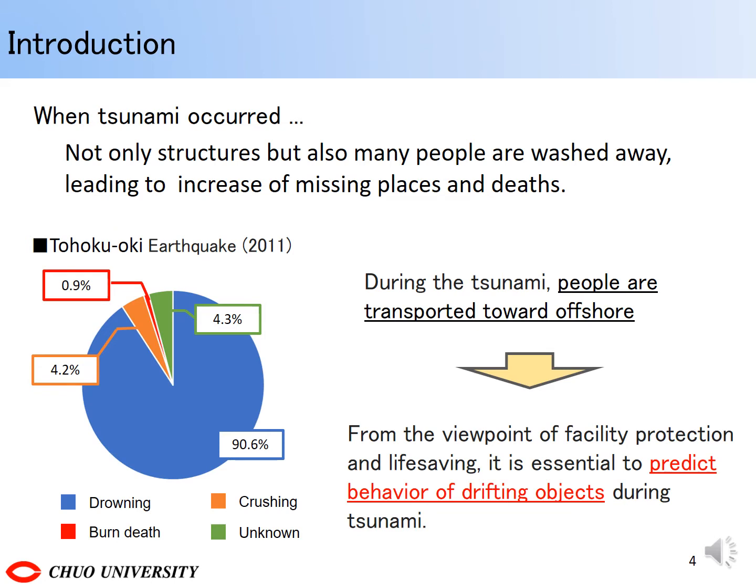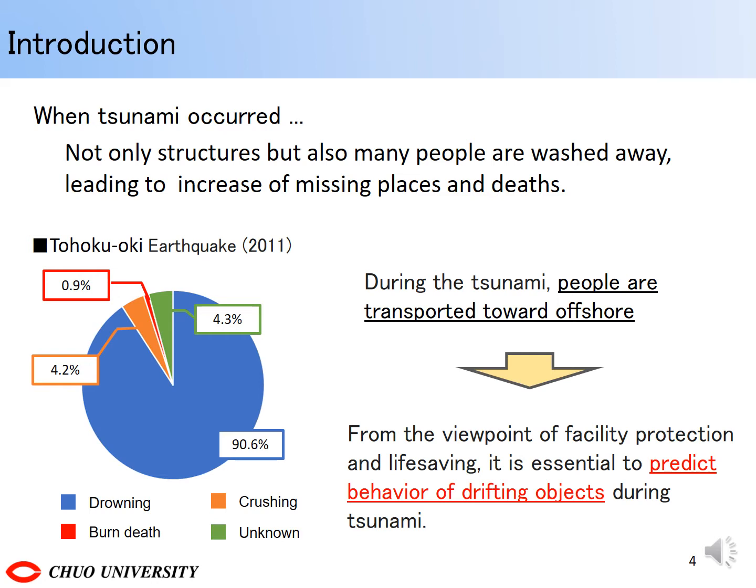The Tohoku-oki earthquake, which occurred on March 11, 2011, showed a tremor of magnitude 9, one of the largest in Japan. The tsunami triggered by the earthquake resulted in tremendous flooding and debris from the collapse of houses and secondary damage from drifting vehicles, containers, and ships. However, what the tsunami washed away is not limited to structures such as containers and ships, but includes many people, leading to an increase in missing people and death.